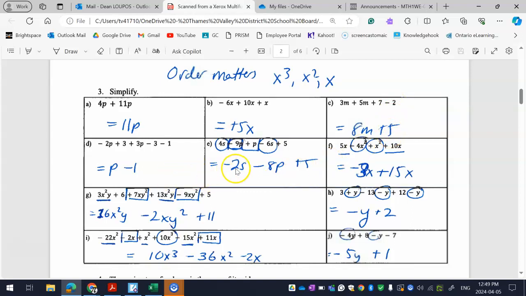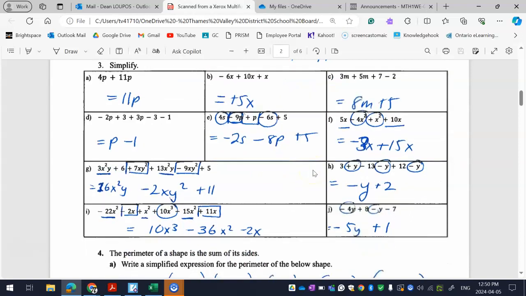Let's look at E, for example. I have two different variables, S and P. So I'm just careful with the signs. I have 4S. I have -6S. That'll be -2S. So I circle these ones and I put squares around the P's. You can do that also if you like. You don't need to, though. So -9P plus P will give me -8P. And then how many constants do I have at the end? I have +5. So that's a 5 right there.